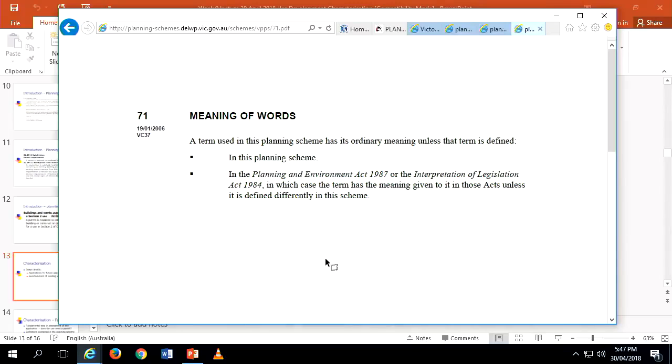Meaning of words. This is an attempt to not define every single word in the planning scheme, although there are a heck of a lot of words in there. A term used in the scheme has its ordinary meaning unless the planning scheme or the Act gives it a special urban planning definition. And if you want to define a word and it's not in the scheme or the Act, we use the Webster Dictionary, which is the Australian dictionary.